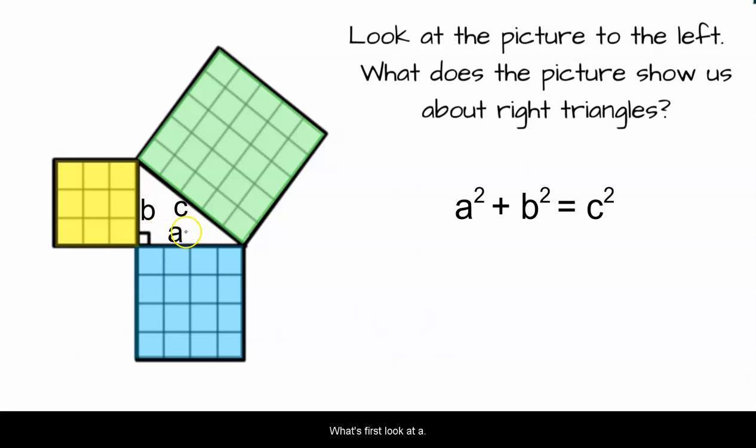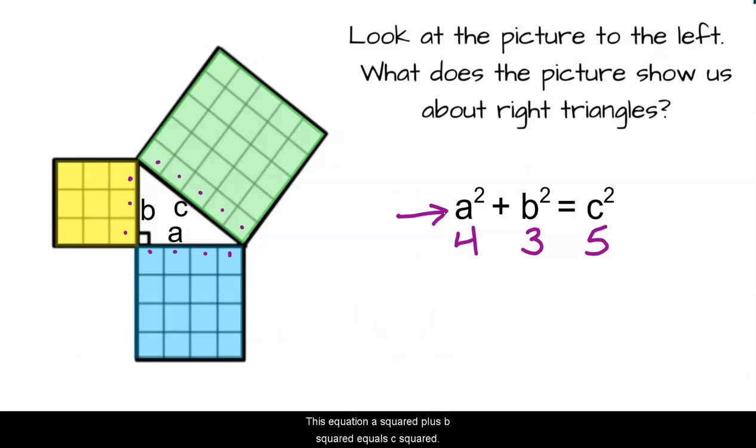Let's first look at A. Let's get the value of A. A would be found, the side length, by looking at how many units across the blue square is, and it's 4. So the side length of A is 4. The side length of B is going to be 3. And then the side length of C is 5. Okay? Now you can see from this equation, a squared plus b squared equals c squared, that we still have to square those side lengths. So let's do that now and see if this equation is true.